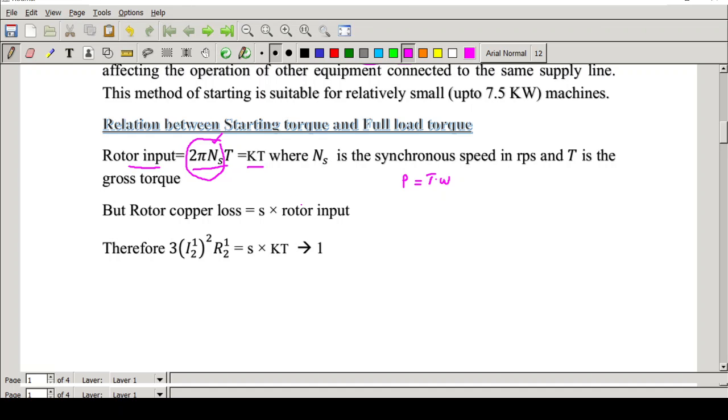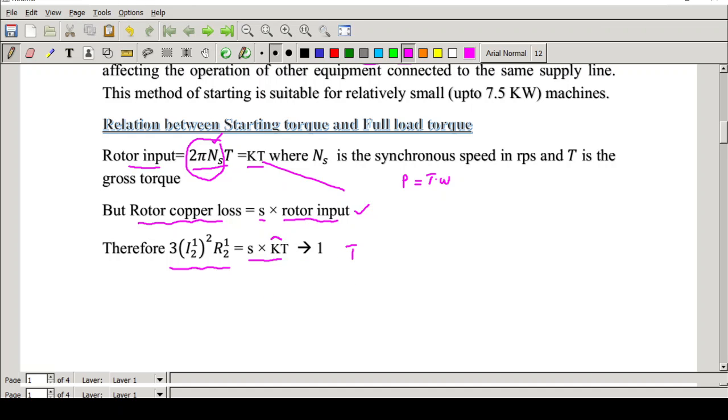Now this relation we have also learned, that rotor copper loss is given by slip into rotor input. Here, instead of the rotor input, I will substitute K into T. So it is S into KT. Now what about the rotor copper loss? It is a 3-phase system, so the copper loss is 3 into I2 dash the whole squared into R2 dash, where I2 dash is the current flowing in the rotor winding referred to the stator side, and R2 dash is the rotor resistance referred to the stator side. Now from this we can find a relation for the torque.